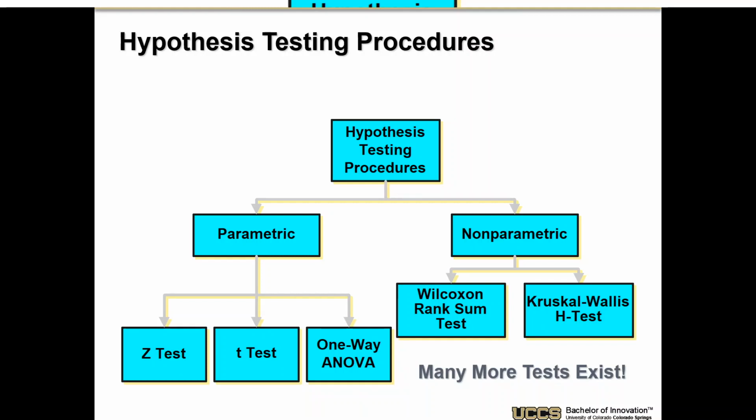Both of those are used. So the z-test, the t-test, the one-way ANOVA, we'll get through two or three of these, and then the non-parametric Wilcoxon rank sum test and the Kruskal-Wallis H test. These are probably the 5 most common. We'll do a few more beyond these as well.